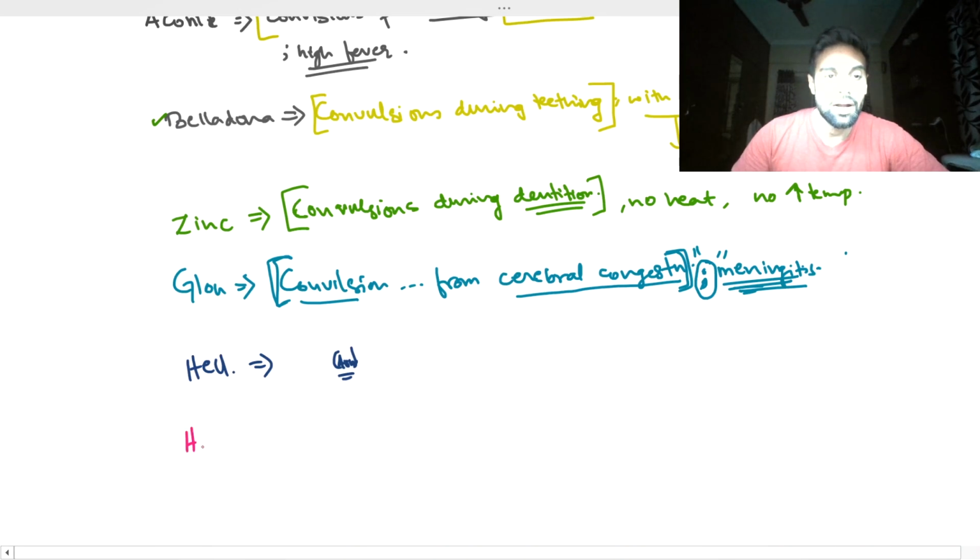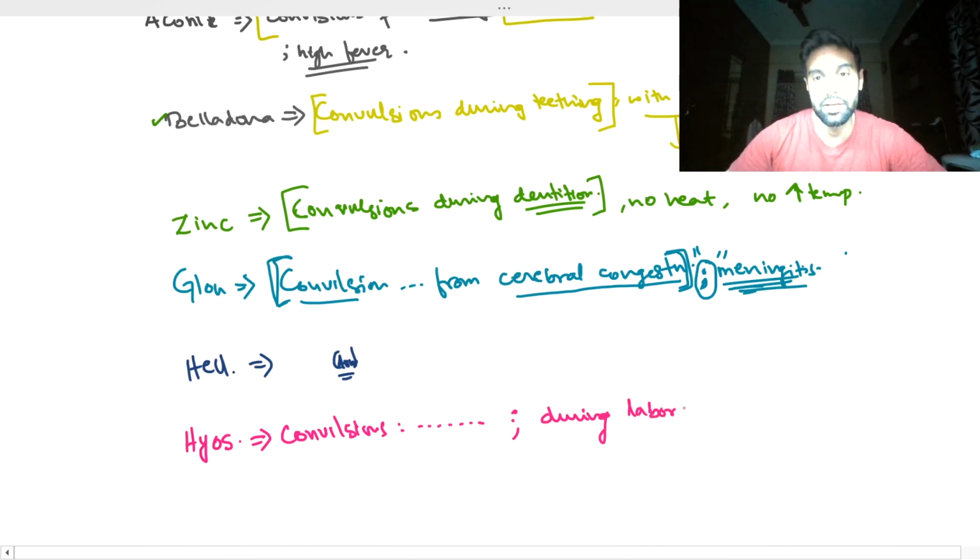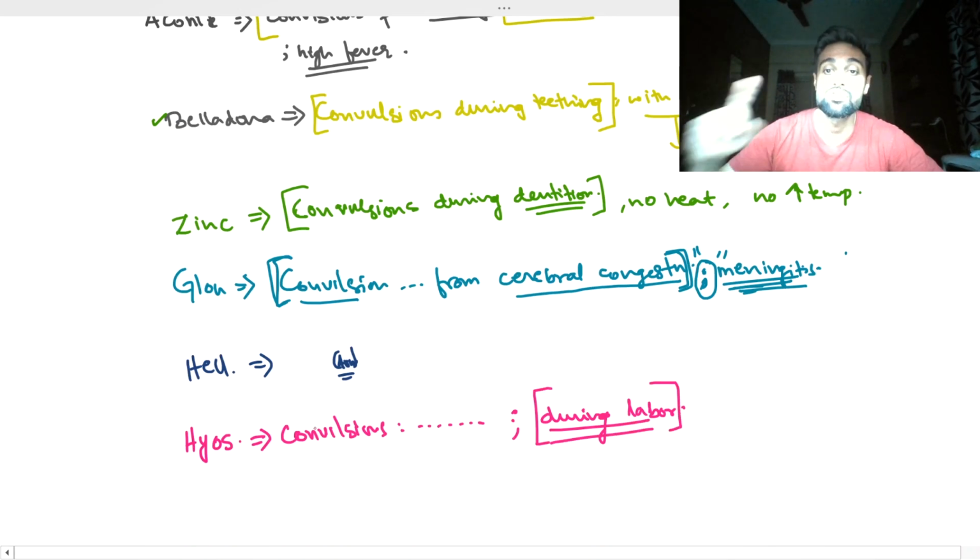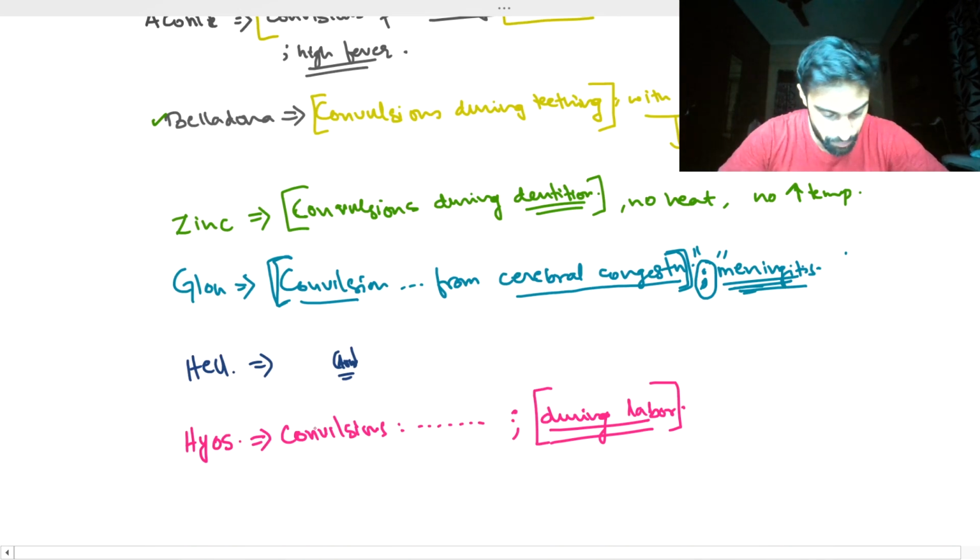Another remedy, hyoscyamus. Convulsions of children from fright or the irritation of intestinal worms. In the bracket it is Cina. After the semicolon, during labor. This is important. This is the keyword here. During labor is the keyword. So in an MCQ, if you get convulsions during labor, the answer is hyoscyamus.